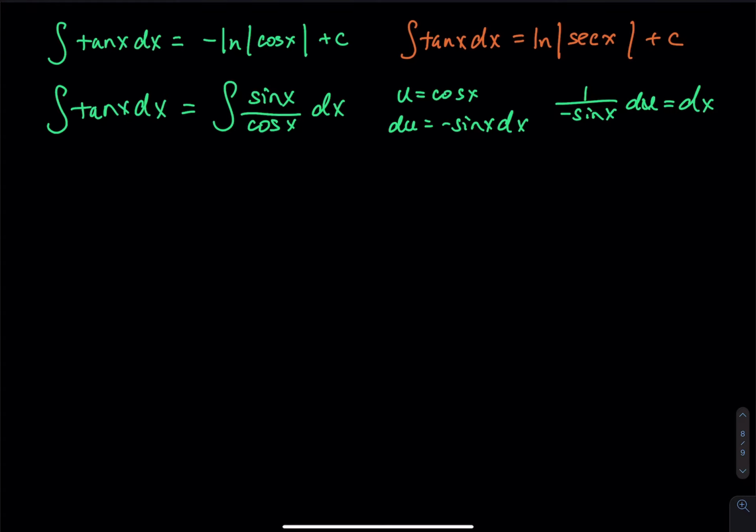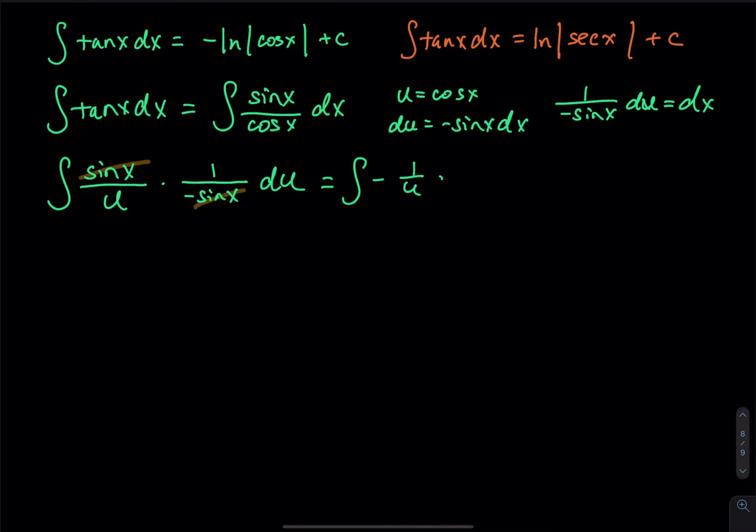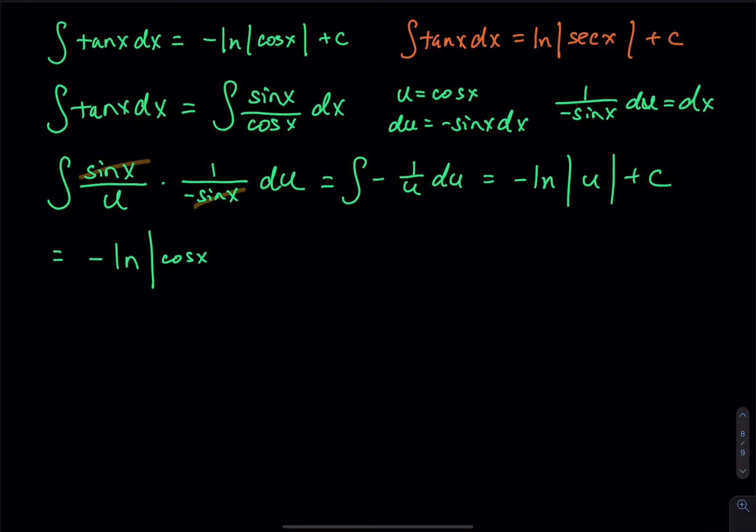I have the integral of sine x, so cosine is now u, and then the dx becomes 1 over negative sine x du, and then the sine of x will be cancelled, right? So I only have the integral of negative 1 over u du. This is not a simple power rule. The integral of 1 over u is ln, so we have negative ln absolute value of u plus c, and then you put the u back. So we have negative ln absolute value of cosine x plus c.